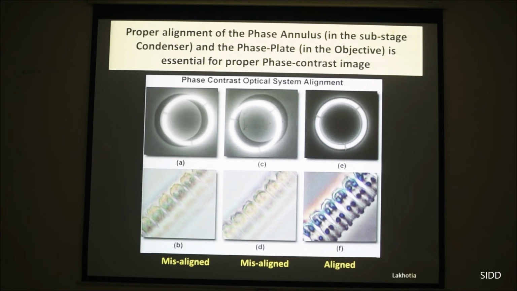Now how do you do this? In the phase condenser, in earlier models there were centering screws for the phase plate.